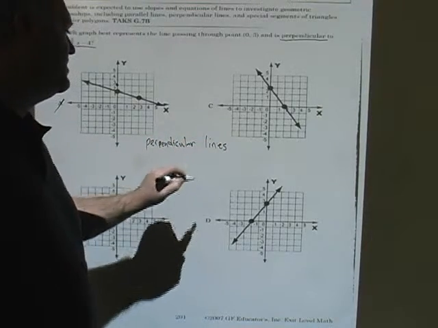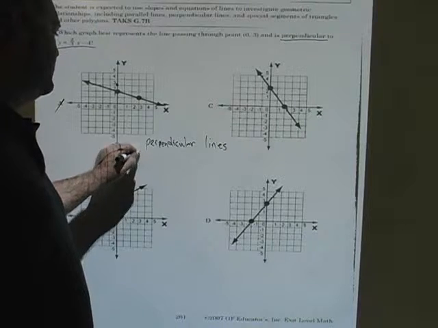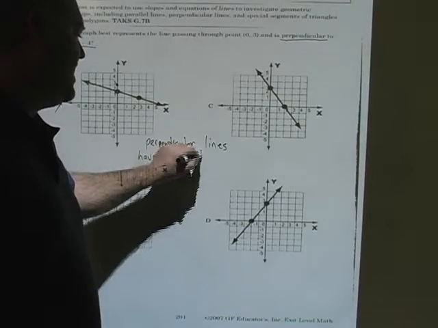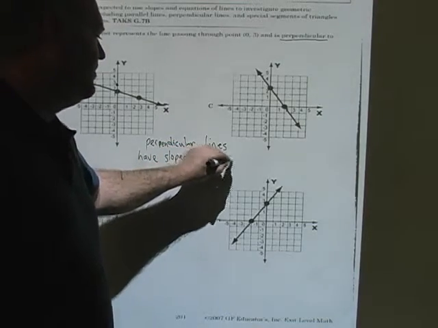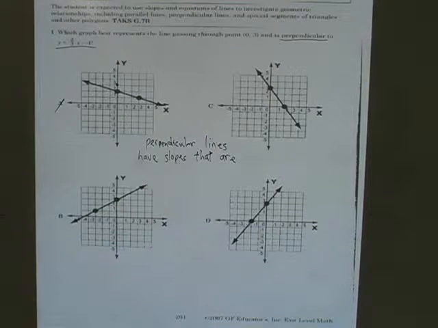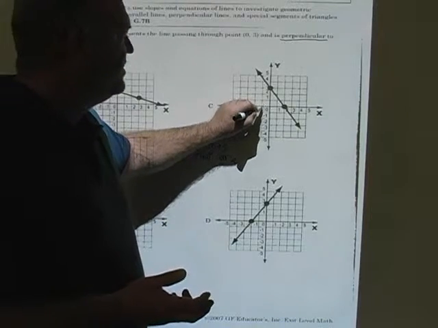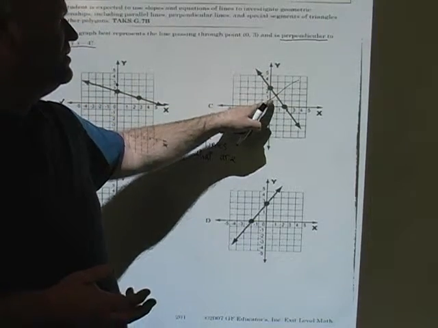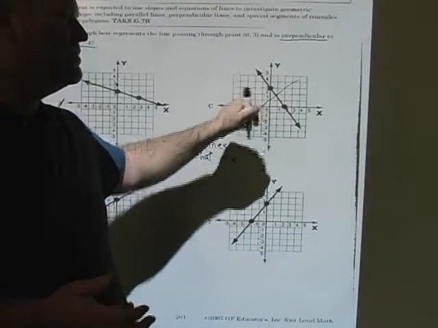Perpendicular lines have slopes that are, okay. Now remember, with parallel lines, we already talked about this. Parallel lines are easy because they have the exact same slope. Now, perpendicular lines, remember what they are. A perpendicular line looks like this. It's two lines that form right angles.